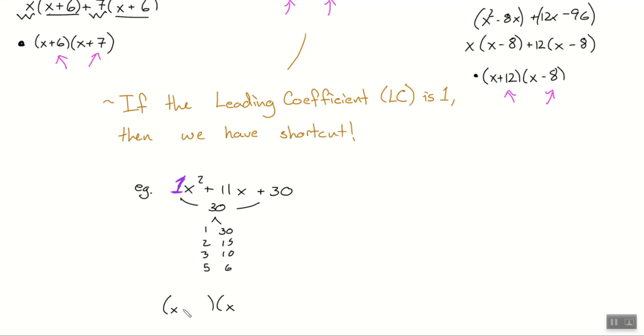What are the two magic numbers with the signs? So 5, I need a sign on it. Is it a plus 5 or a minus 5? It's a positive 5. And the other number? Plus 6. And look at that, there's a shortcut for these. Now, the shortcut only works if we have what? A 1 as a leading coefficient.